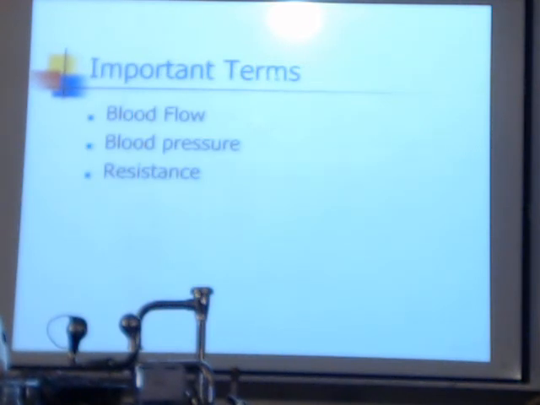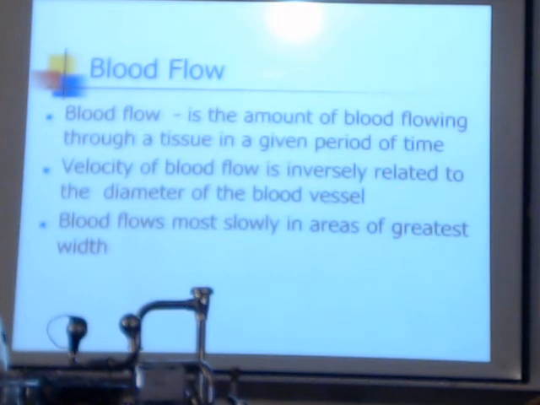So when we think about important terms for circulation, we think about blood flow, blood pressure, and resistance. Blood flow is the rate at which blood flows through the body. Blood pressure is the pressure the heart exerts on the vessel walls to send blood through the body. And resistance is the strength of the vessel itself. So once again, you're looking at that.